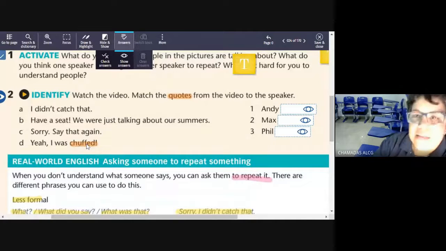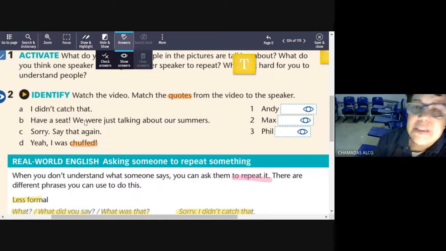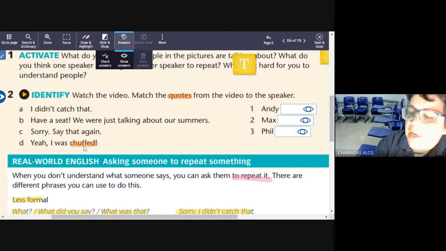Yeah, Samuel. What's the meaning of chuffed? Very happy. Okay. So first, we were discussing the meaning of chuffed. And the meaning is very happy.